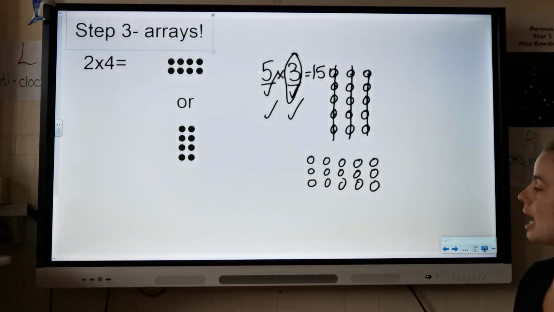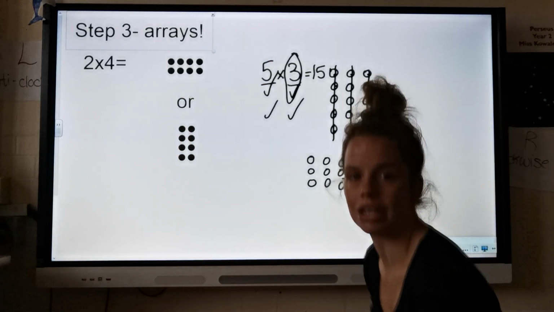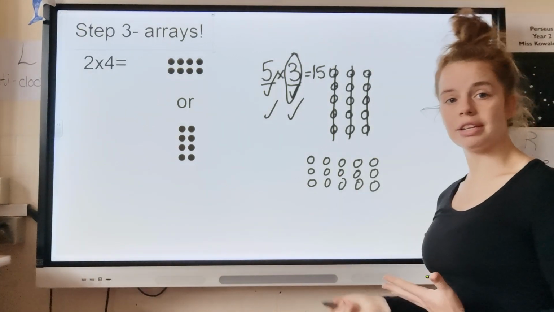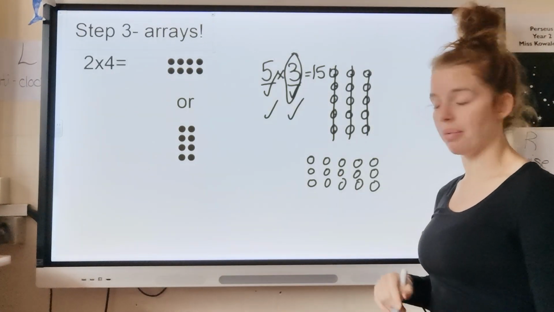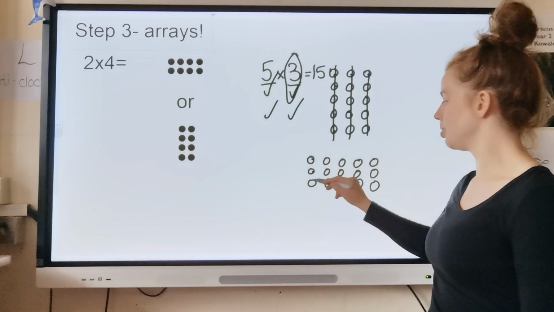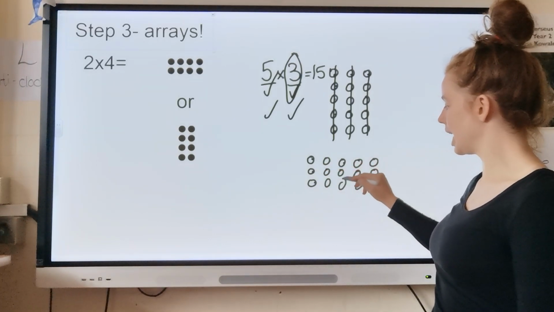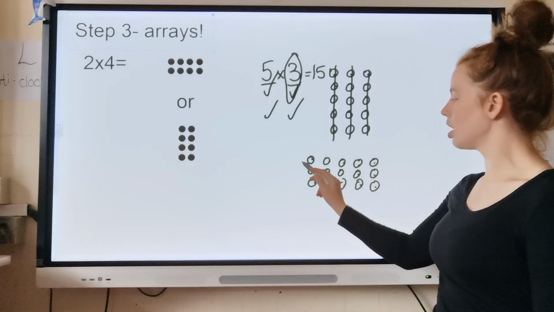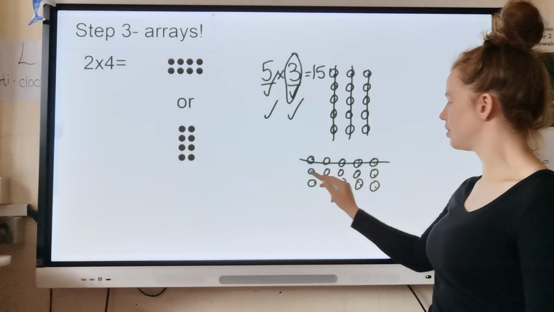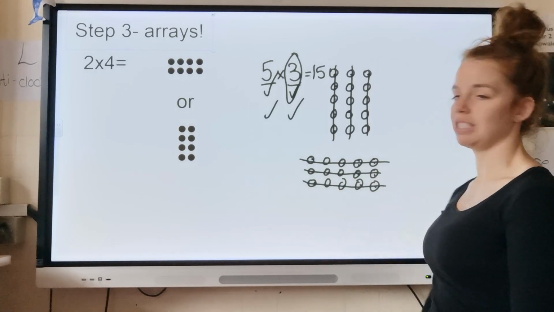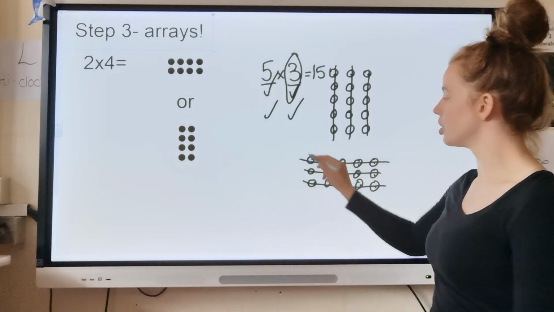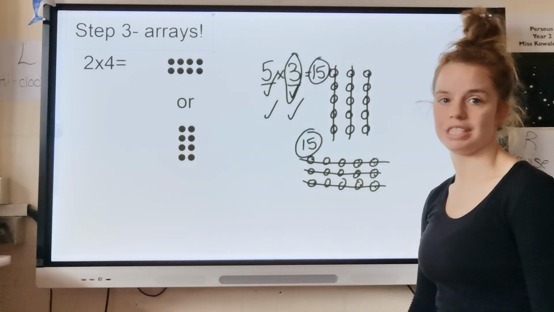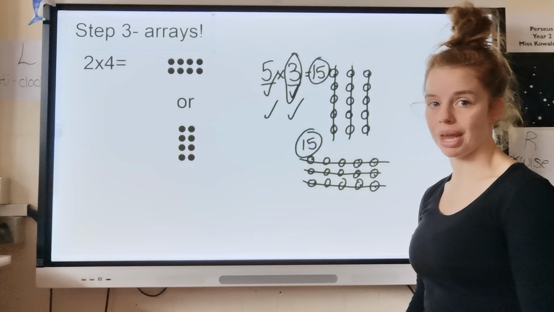Good. And now we need to add them all together. So, sorry, going off the screen there. So same thing. You can either count in 5s or you can count one by one. So you can go 1, 2, 3, 4, 5, 6, 7, 8, 9, 10, 11, 12, 13, 14, 15. Or you could go 5, 10, 15. So our answer, no matter which way we do our array, is 15. So that's step number 3.